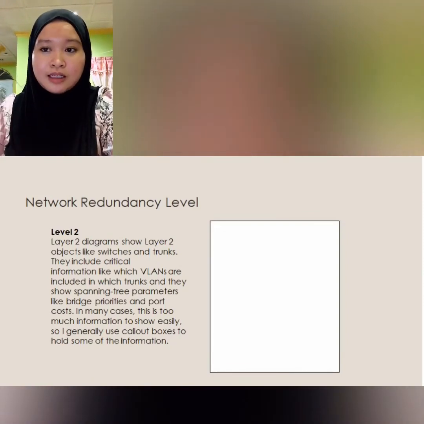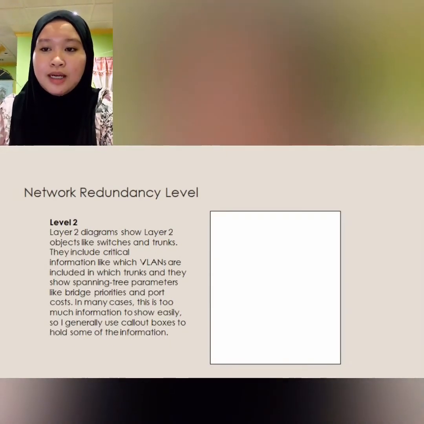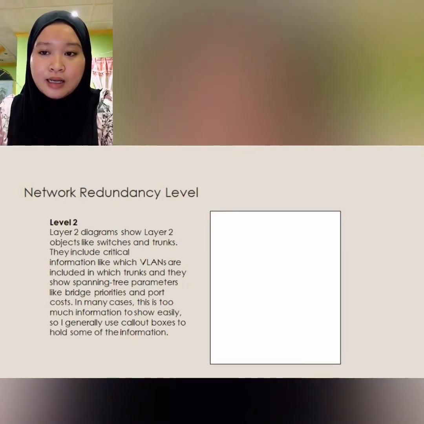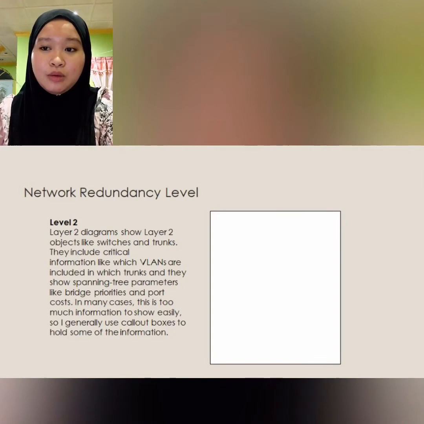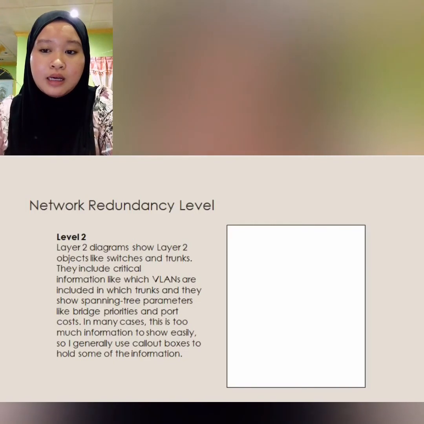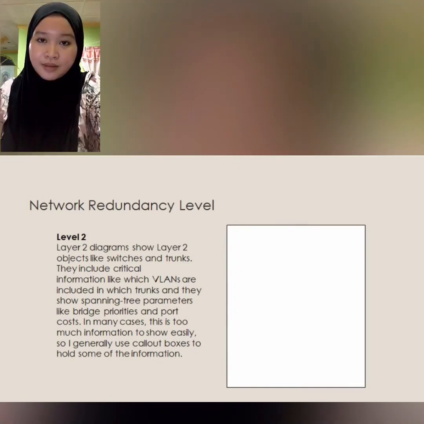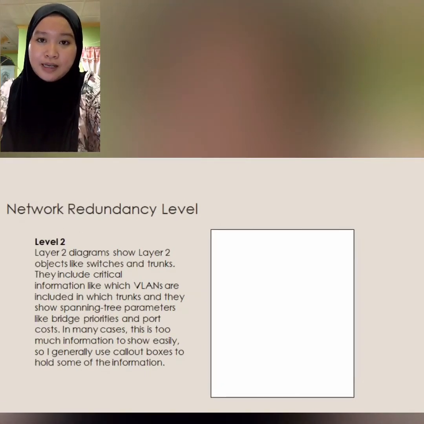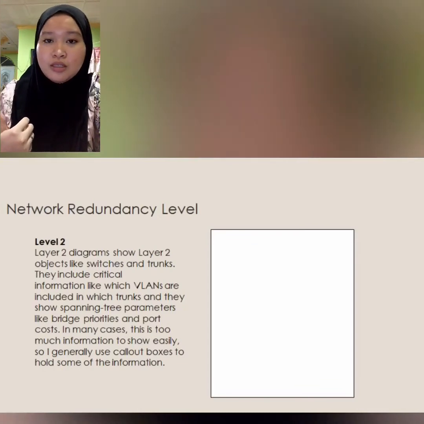Next, we will see network redundancy level 2. The layer 2 diagram shows layer 2 objects like switches and trunks. They include critical information like which VLANs are included in which trunk, and they show spanning tree parameters like bridge priorities and port costs. In many cases, this is too much information to show easily, so I generally use callout boxes to hold some of the information. That's all for my part, and on the next slide I will pass it to the next presenter.